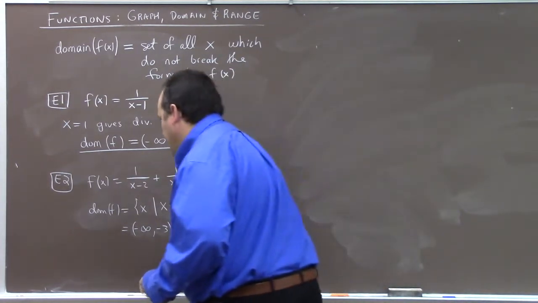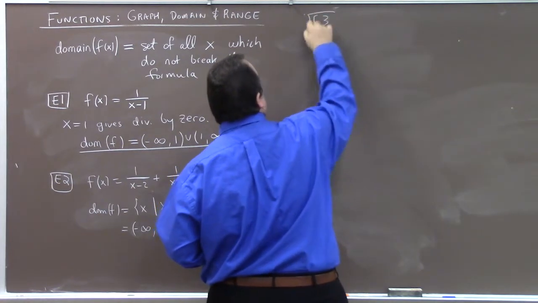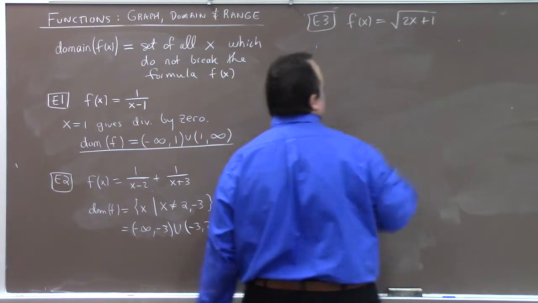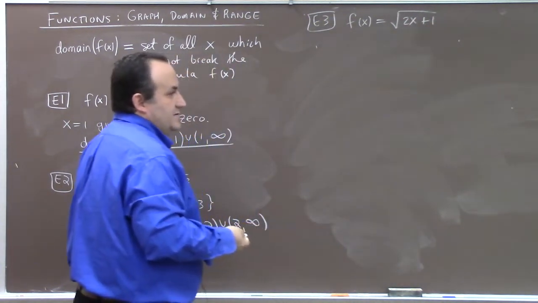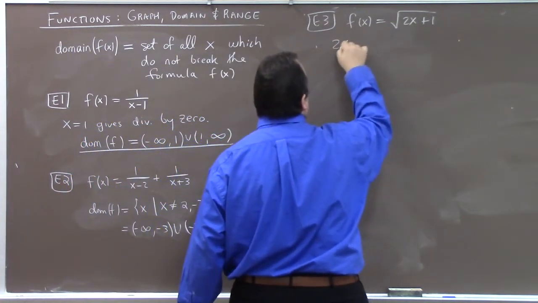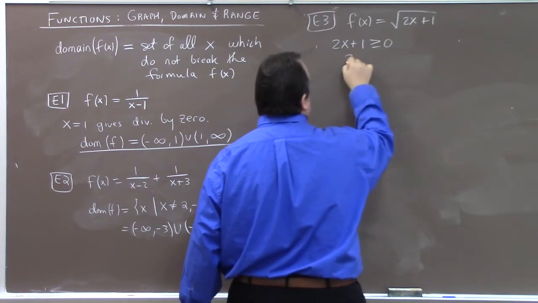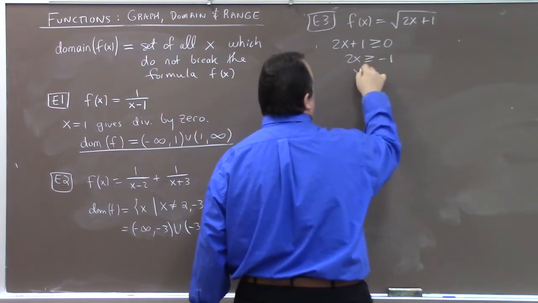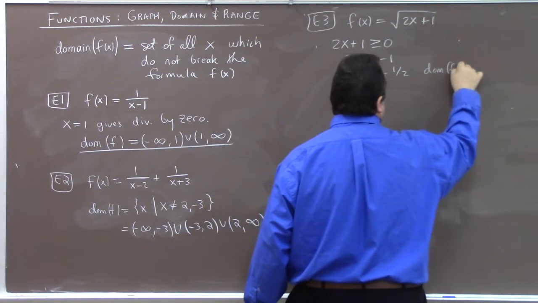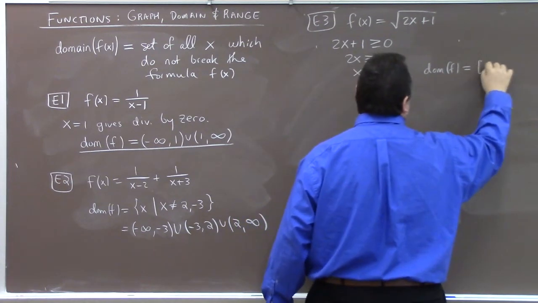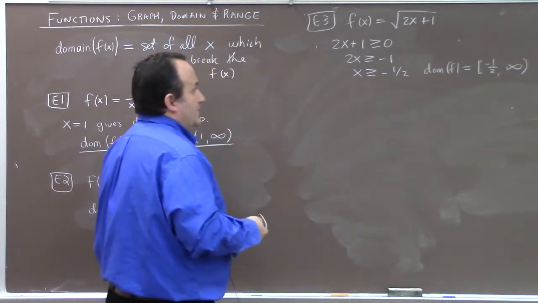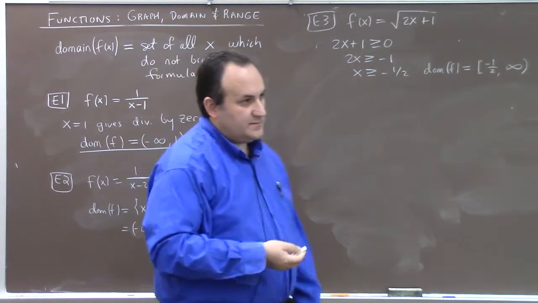Okay, so what's the other example? You could have something like f of x equals the square root of 2x plus 1. Well, in this case, we need the input to the square root to be non-negative, right? So you'd need 2x plus 1 greater than or equal to 0, which is 2x greater than or equal to minus 1. So x is greater than or equal to minus 1/2. So in this case, the domain of f would be minus 1/2, included, to infinity. So that would be the domain of this function.